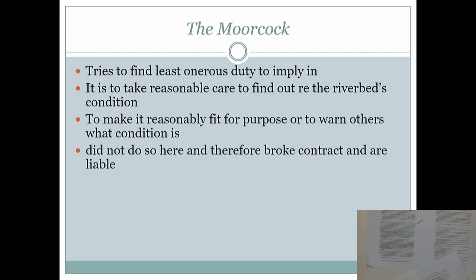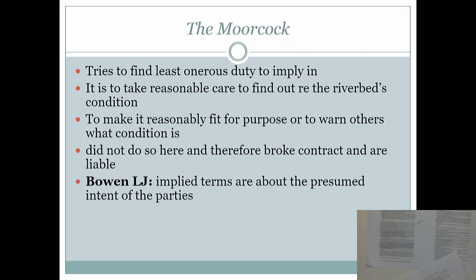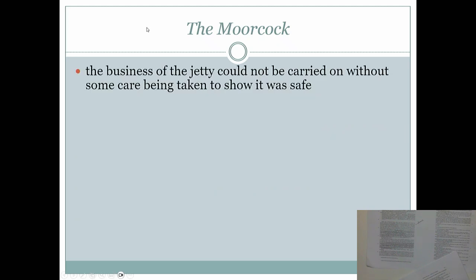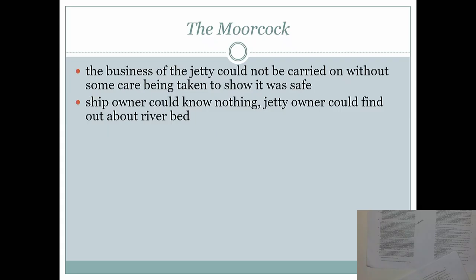This case is sometimes cited as the business efficacy case. That is, the only way this contract could work in a business sense was to imply this term in. And that's what Lord Justice Bowen really leans into. Look, when we imply terms in, we're looking at the presumed intention of the parties, but we need to give the transaction the efficacy that the parties must have intended it to have. The business of the jetty could not be carried out without some care being taken to show it was safe. Again, the ship owner could know nothing and the jetty owner could find out about the riverbed with minimum fuss. Again, it's not an absolute obligation to ensure that it's safe, but it's a reasonable obligation to ensure that it's safe, or if they can't do that, to at least warn everyone that it's not safe to park your boat there.